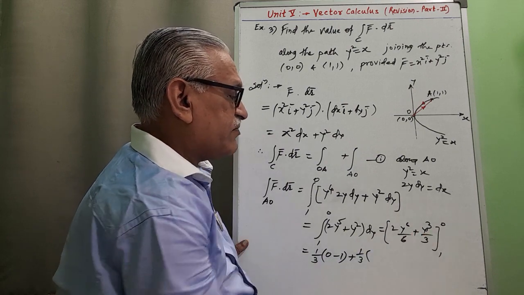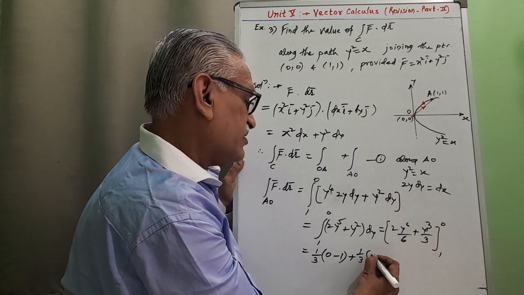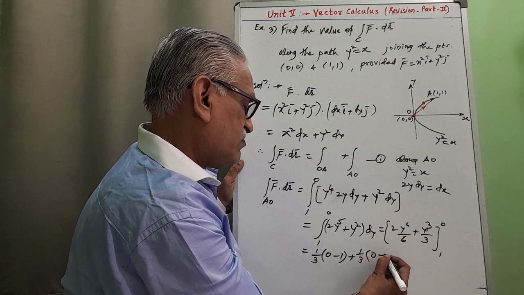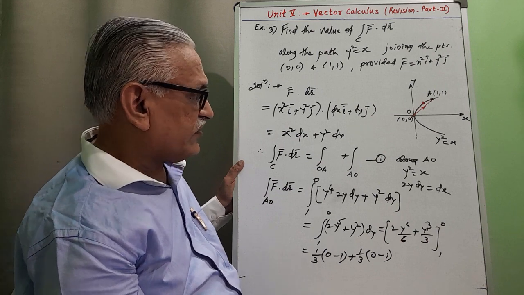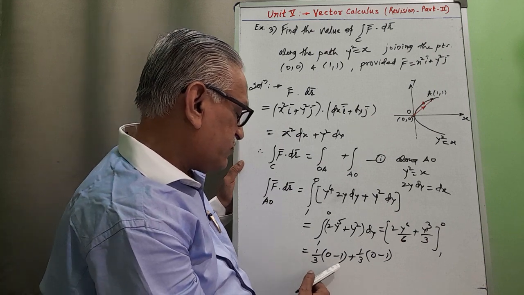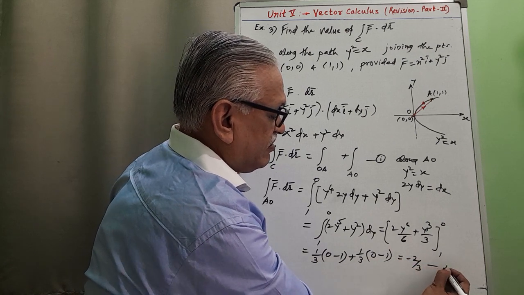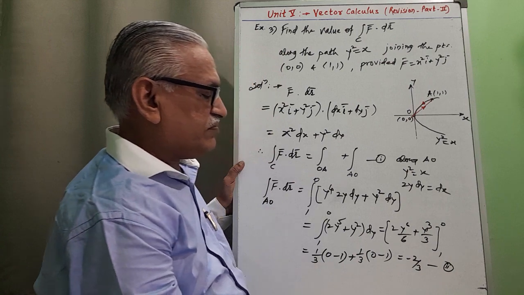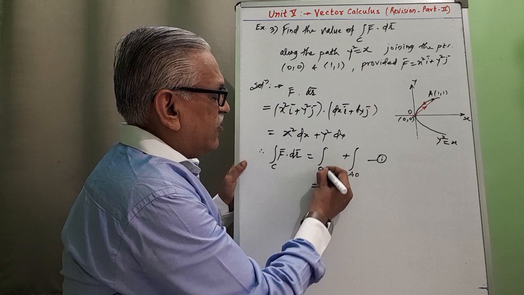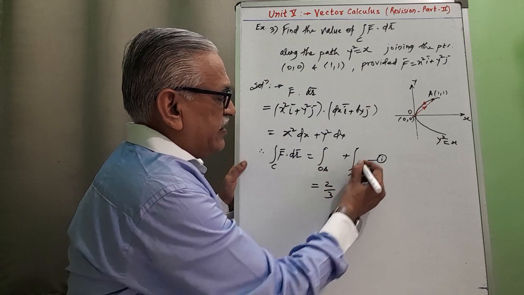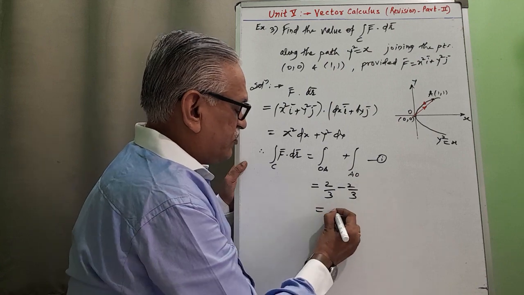Upper limit minus lower limit, so it is 0 minus 1. That value is minus 1 by 3 minus 1 by 3, which becomes minus 2 by 3 as the second value. Adding that in equation 1, along OA it is 2 by 3 and along AO it is minus 2 by 3, and therefore the value is 0.